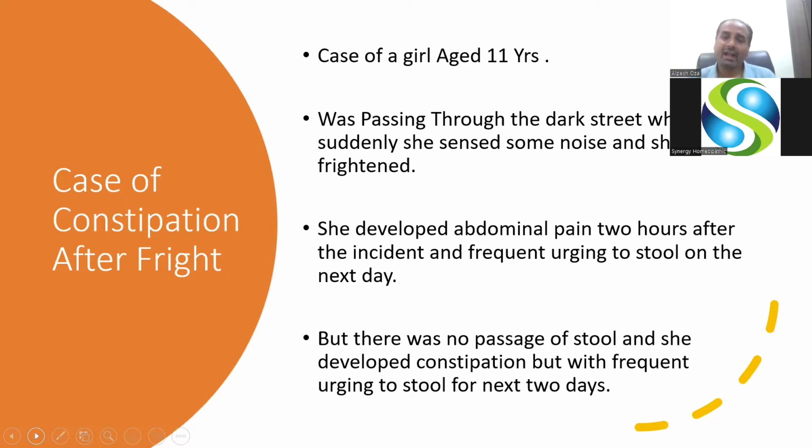The next day, she had frequent urging to stool. She had to go multiple times, many times, and there was no passage of stool, but she developed constipation. And every time she used to feel that she wants to go to pass the stool, but there was nothing coming up in the output.